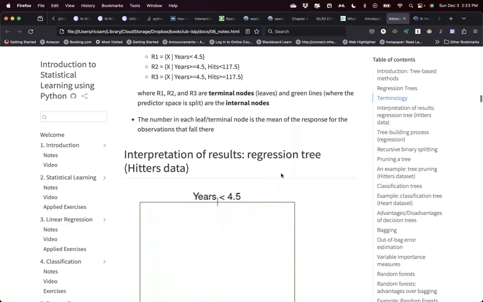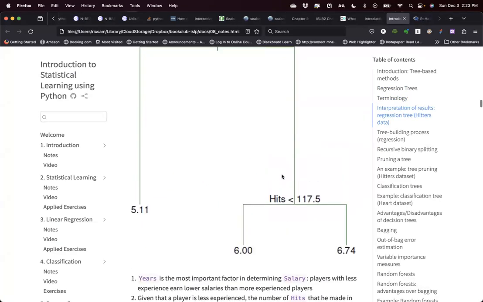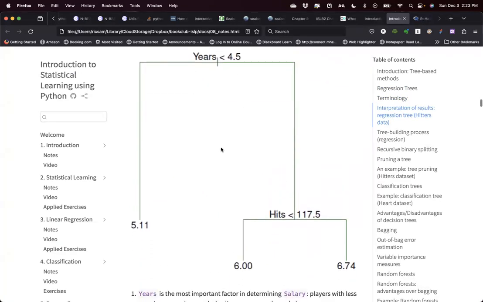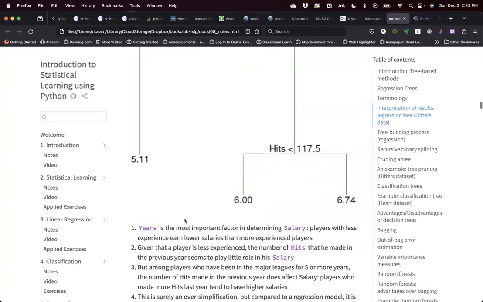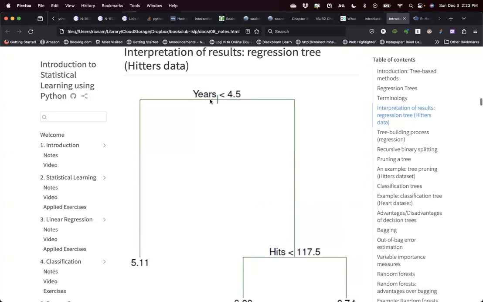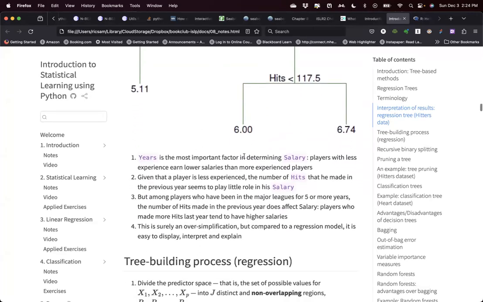All right? So, what is the interpretation here? If we see again this very simple tree, we can say that the variable of years is the most important factor because it's the top variable here. It's the one that has the least squared errors with that threshold, 4.5. So years is the most important factor in determining salary. So players that are less experienced, that have fewer years in the league, we can say that they earn, on average, a lower salary than the more experienced players.